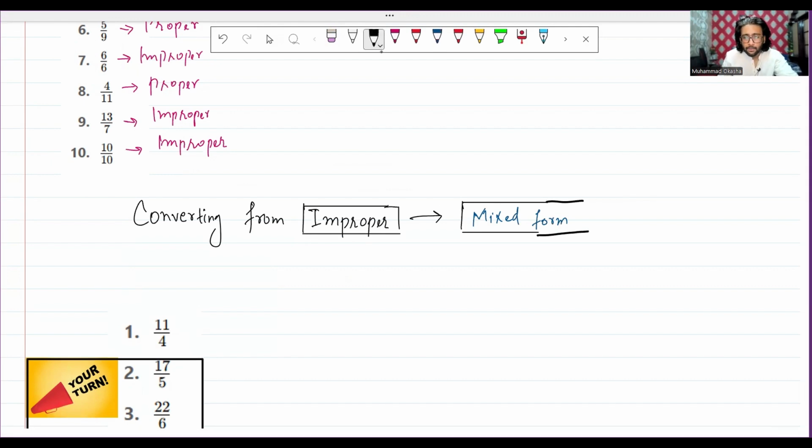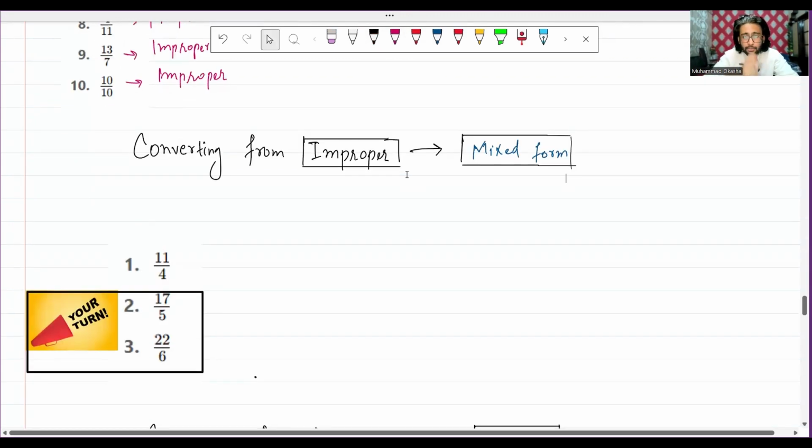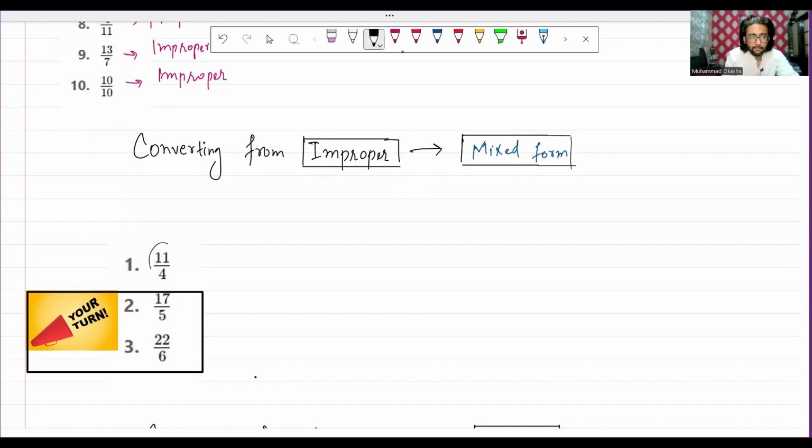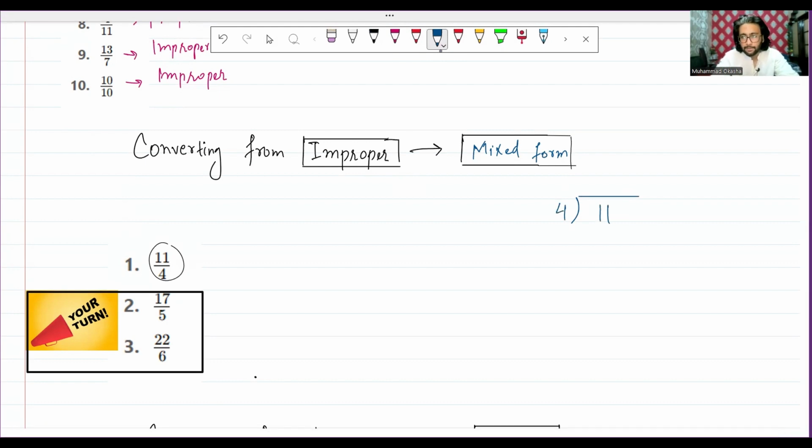Before I introduce you to the mixed form, I'll introduce you to long division first. Let's go back to grade 7 or maybe grade 5 and understand long division, because the secret behind converting from improper fraction to mixed form is long division. For example, let's take 11 divided by 4. If I were to write it in terms of division, I would write 4 outside and 11 inside.